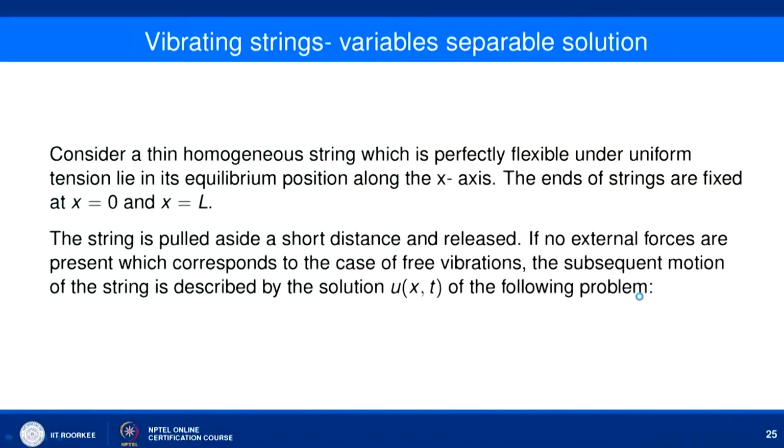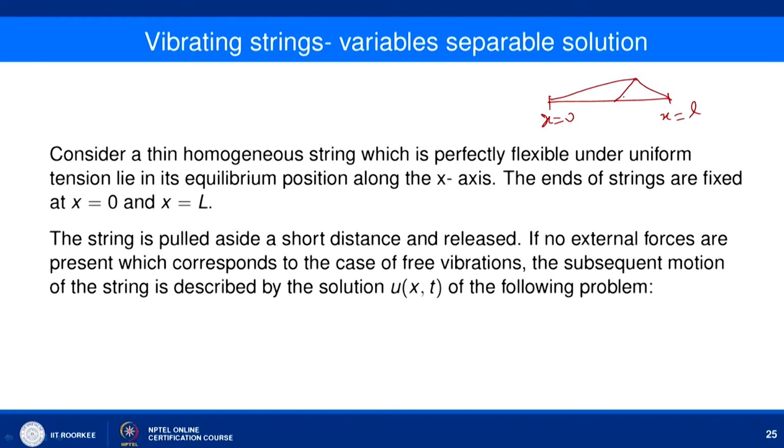Now, let us look at the same problem, and try to find the solution using the variable separable method. Here we consider a thin homogeneous string which is perfectly flexible under uniform tension, lying in the equilibrium position along the x axis. The ends of the string are fixed at x equal to 0 and x equal to L. The string is pulled aside a short distance, so you simply pull it along one side, something like this figure, and released, and no external forces are present, which corresponds to the case of free vibration.